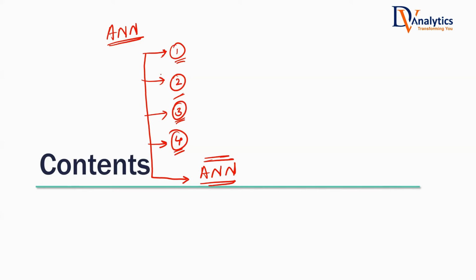Individually, we may not be able to understand what these points are, and the sequence may not make sense individually, but once we combine all of them, finally, that becomes the artificial neural network. So let's go through these points one by one to understand the artificial neural network in depth.